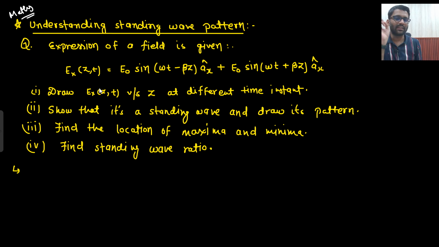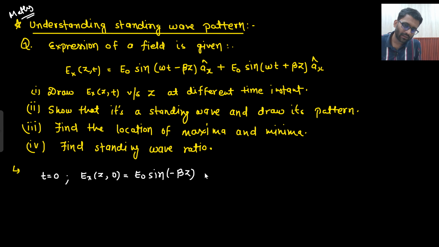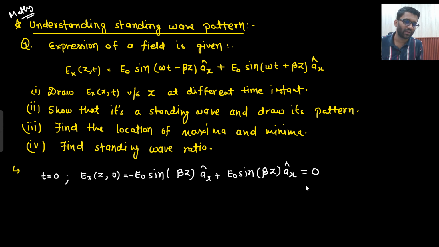So this is the first question they are asking. This particular expression is given. At different time instants, you need to tell me the graph of E_x(z,t) versus z. First I will take t equals 0. If I put t equals 0 here, E naught sin(minus beta z) a_x cap, and if you put t equals 0 here, we get E naught sin(beta z) a_x cap. This minus sign goes outward, since sin(minus theta) is minus sin theta. Now minus E naught sin(beta z) a_x cap plus E naught sin(beta z) a_x cap. What do we get? 0.